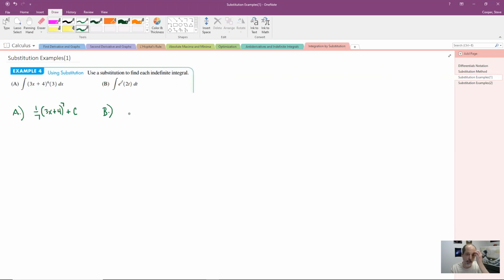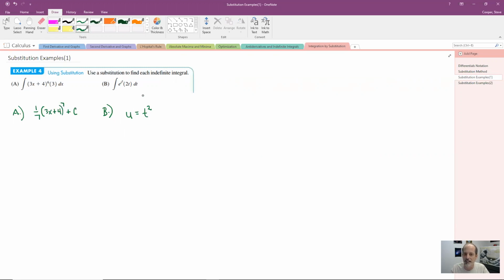And here, we know that integrating e to the x is very easy because that turns out to be e to the x plus c. And the derivative of e to the x plus c is e to the x. So let's set u equal to what the exponent here is. We'll try that. If it works, it works.